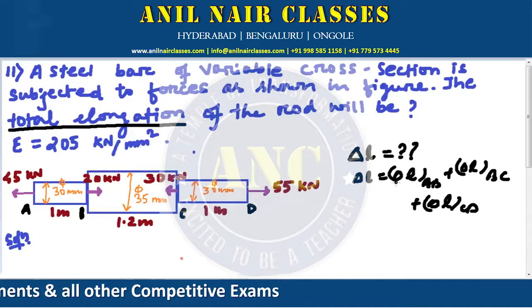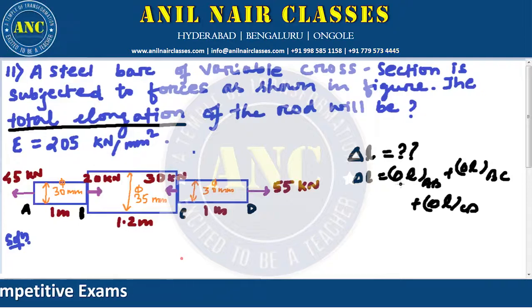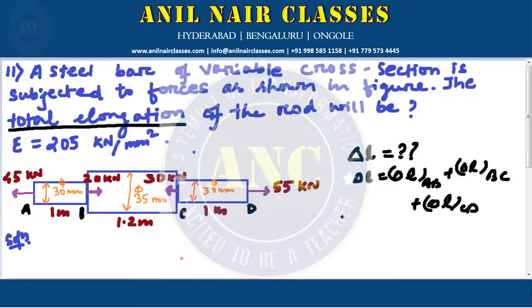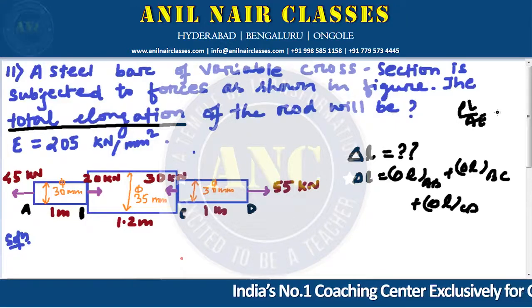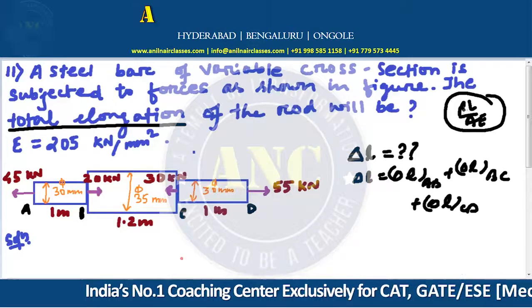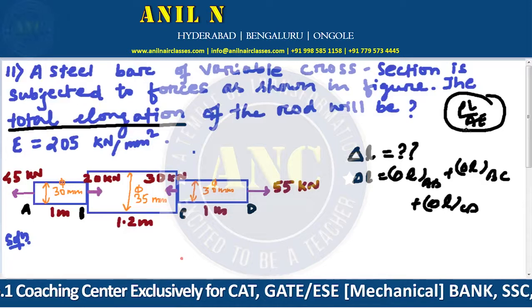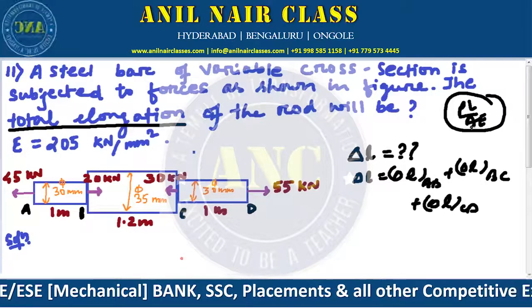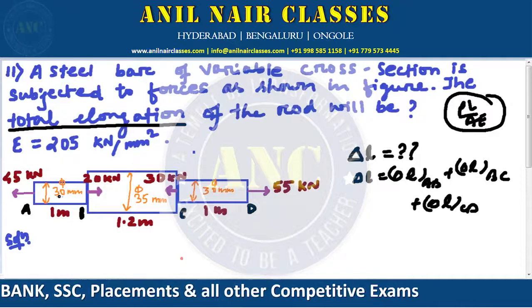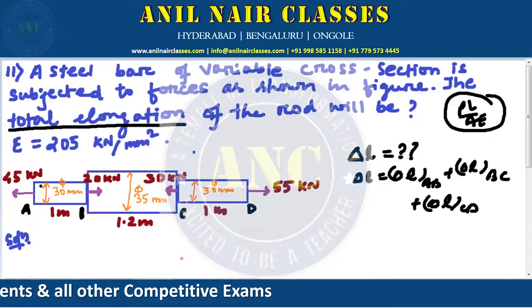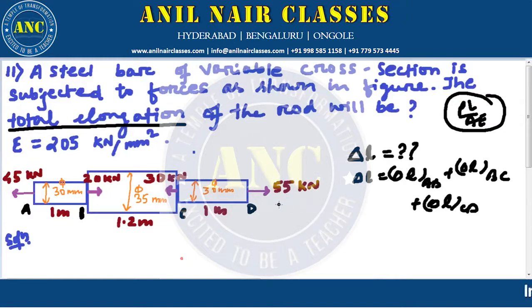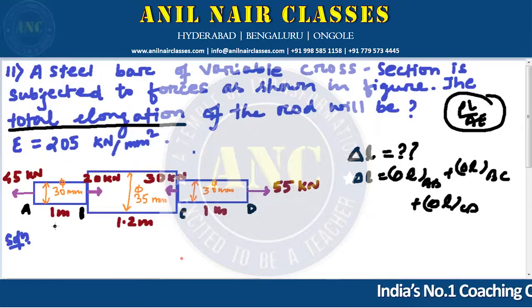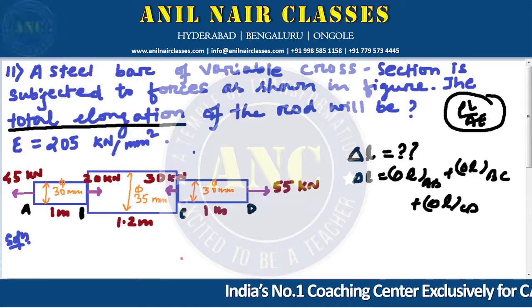But when you go for delta L, that is the elongation in individual sections, we know delta L is PL by AE, correct? P is the load, L is the length of the cross section, A is the area of the cross section, and E is the Young's modulus. Now here the load is not constant. Here you can say there are many loads: 45, 20, 30 and 55. So which one to take? Obviously we have to go section wise. So let me go section wise.